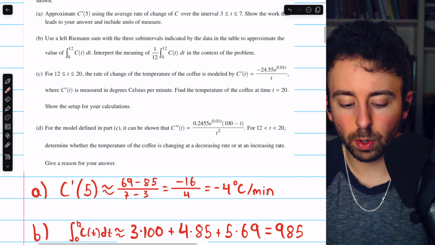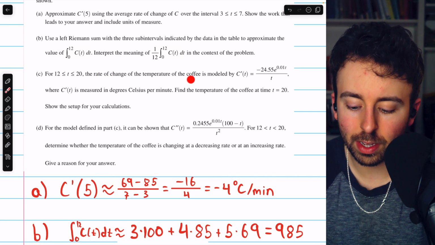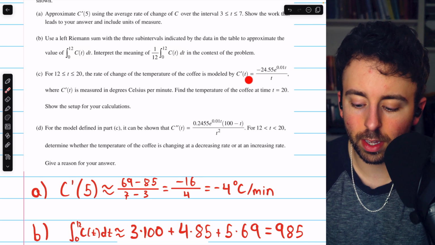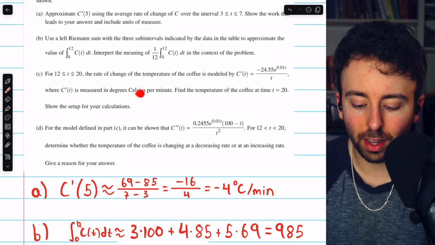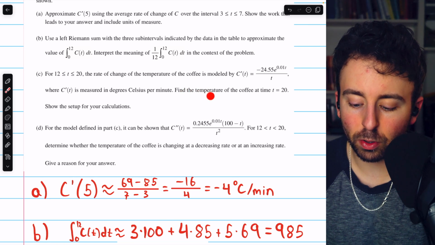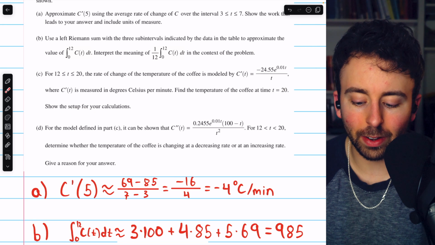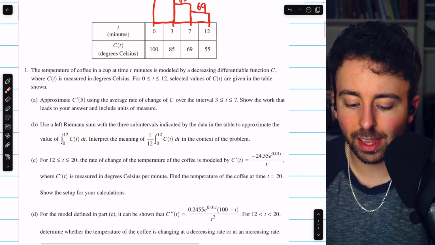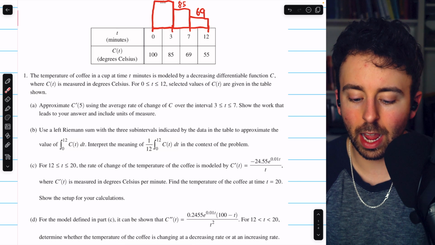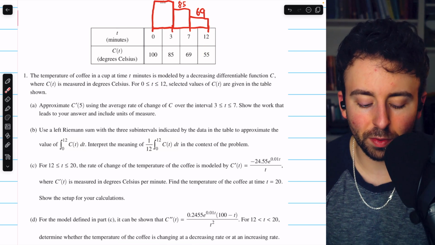For t between 12 and 20, the rate of change of the temperature of the coffee is modeled by C prime of t equals this expression, where C prime of t is measured in degrees Celsius per minute. Find the temperature of the coffee at time t equals 20 and show the setup for your calculations. So this will be pretty straightforward. We'll just take the last value we were given in our table. At t equals 12, we know the temperature is 55.